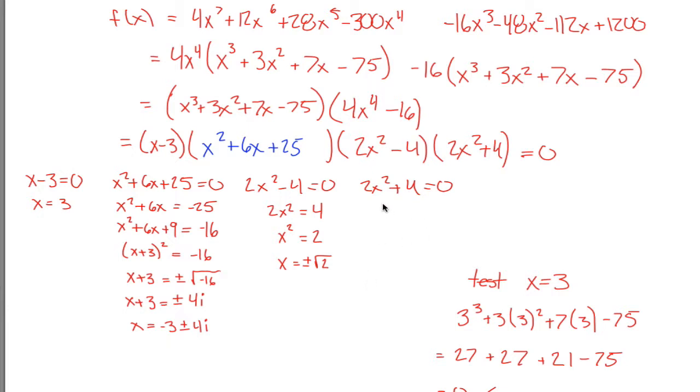All right, and then over here, again, I only have the letter x written one time, so I can just isolate it. Subtract 4 from both sides. Divide both sides by 2. Take the square root, and I get x equals plus or minus the square root of negative 2. In other words, x is equal to plus or minus the square root of 2i.